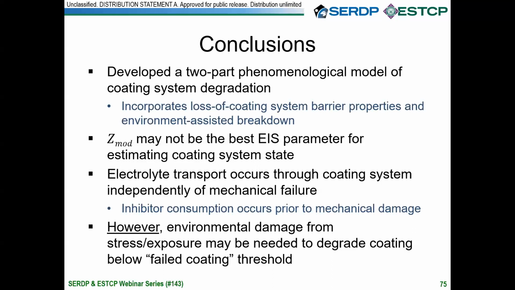And we've identified that electrolyte transport occurs independently of mechanical failure of the coating system. So that's another path by which a failure could be occurring underneath the coating that isn't visible. But UV and stress do exacerbate that degradation.